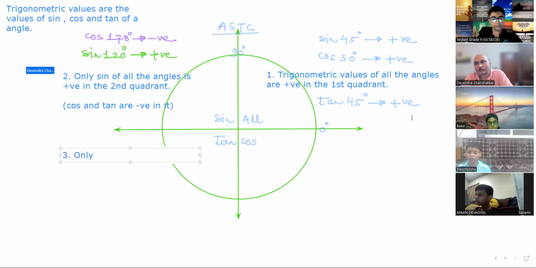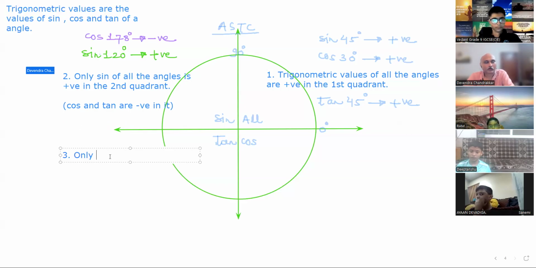I didn't get your question. So the values you've written for the first quadrant are sin 45, cos 30 and tan 45. These are some of the examples I have given. We can talk about any of the angles between 0 and 90. This rule is valid for any of them, right?